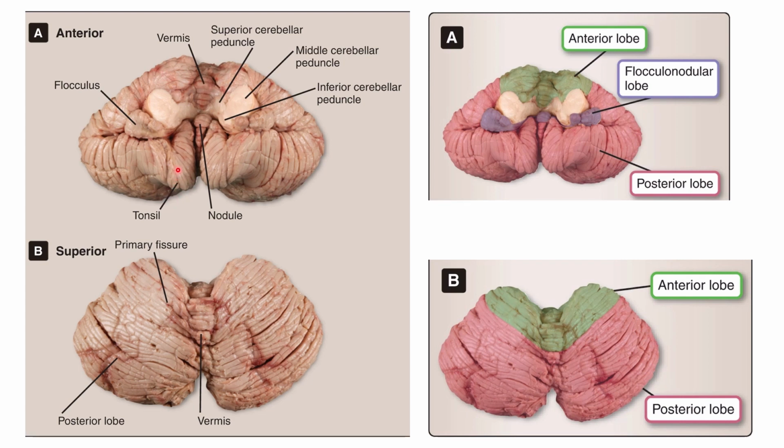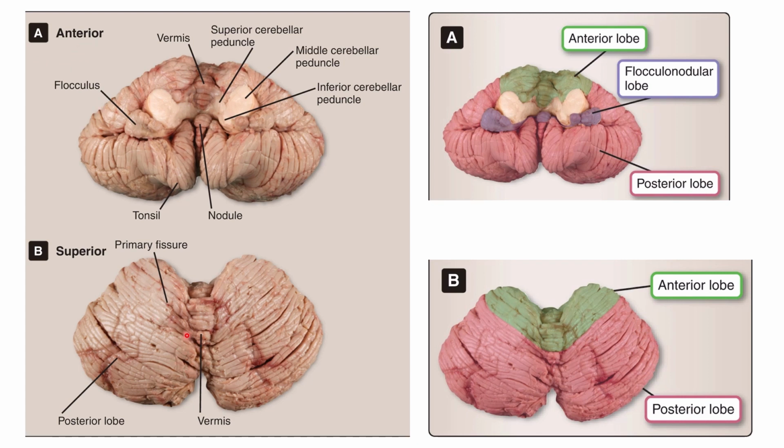And the tonsil is located in the lower part of the posterior lobe. This is the lower part of the posterior lobe, the tonsil in the anterior view. This is what I meant.